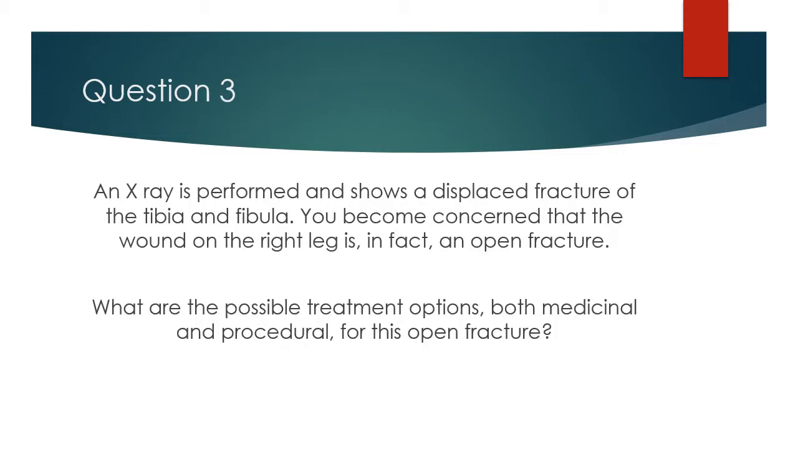So Timmy now has his pain medication and now needs to be taken for an x-ray. The x-ray comes back and shows a displaced fracture of the tibia and fibula. You become concerned that the wound on the right leg is in fact an open fracture. What are the possible treatment options, both medicinal and procedural, for this open fracture?